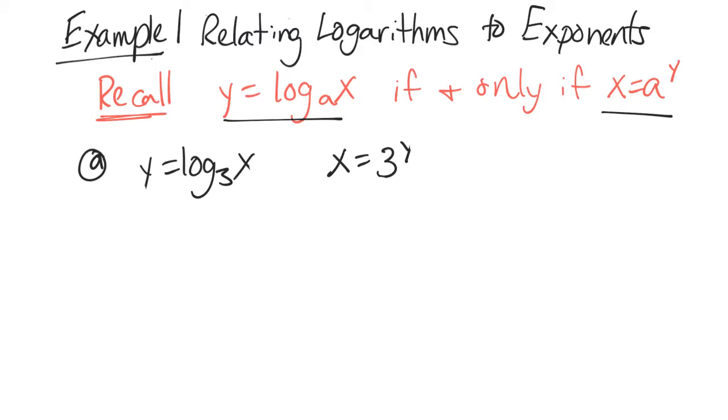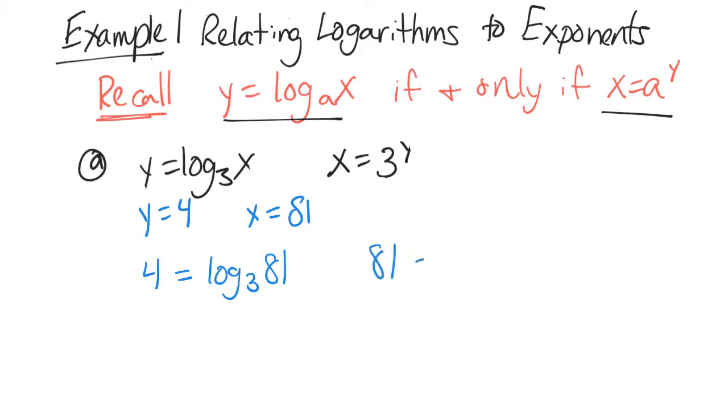All right, now let's add some numbers into this. Let's say that we have y equals 4 and x equals 81. Then if we're looking at the log piece of it, we'd say 4 equals log base 3 of 81. Writing that in exponential form, 81 equals 3 raised to the 4th power. Which is true, right? 3 times 3 times 3 times 3 gives you 81. So adding numbers in there, you're trying to see that 3 raised to the power of 4 gives us that 81.